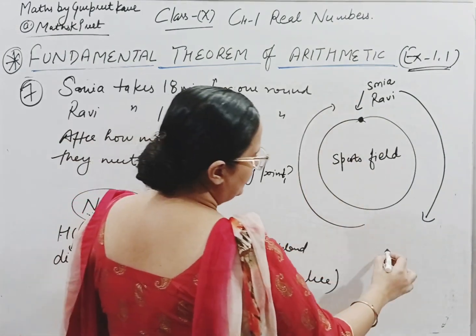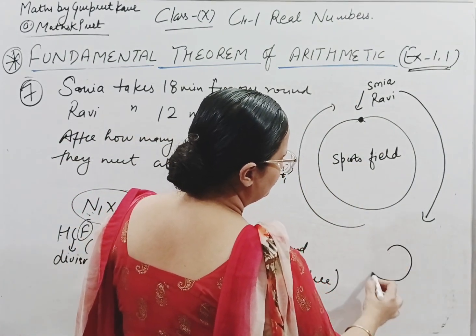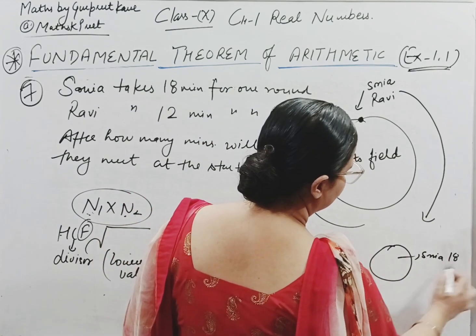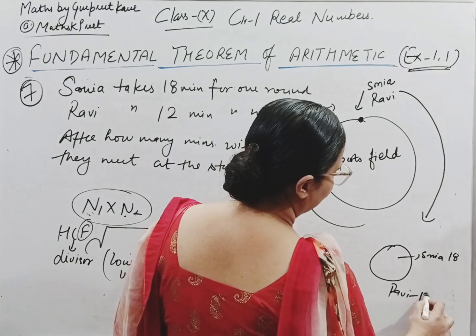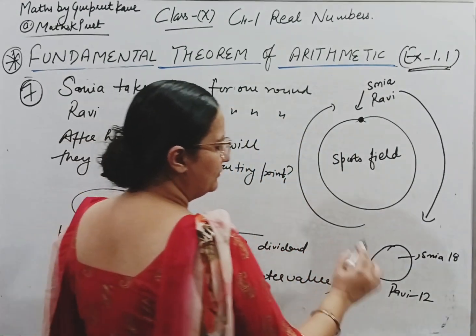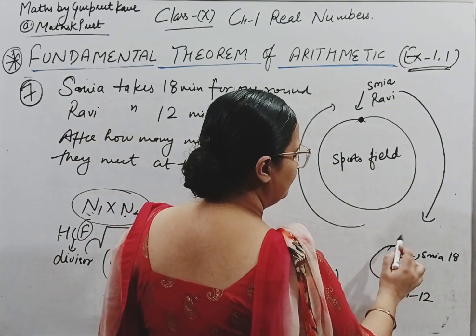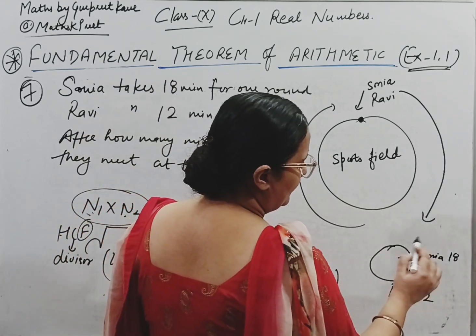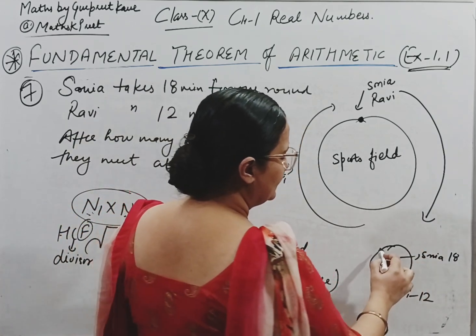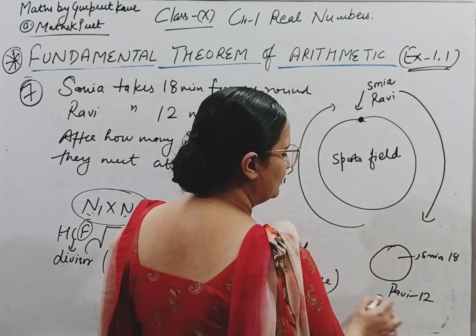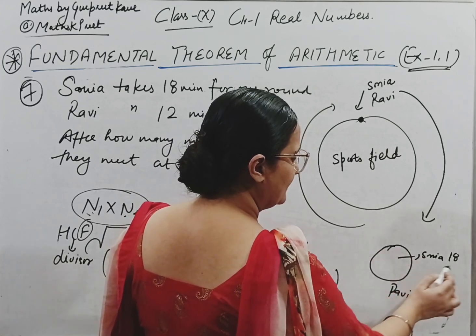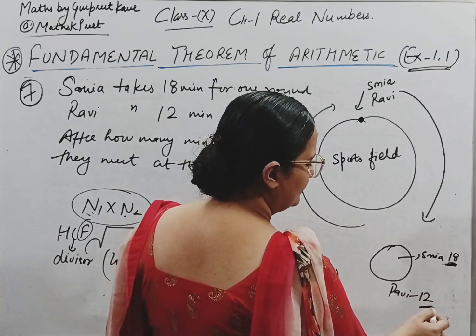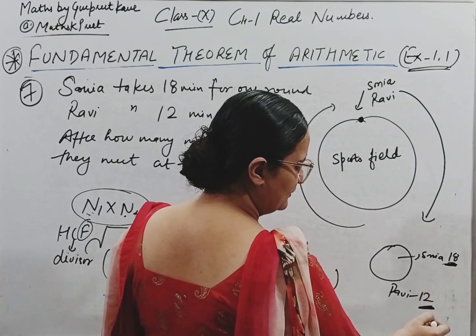So this Sonia is completing one round in 18 minutes. Fine. Sonia in 18 minutes and Ravi in 12 minutes. Clear? So we need to check when they are meeting after the rounds, after how many minutes they are meeting. That means they will both cover some distance. They cannot meet in a lower number of minutes than this.